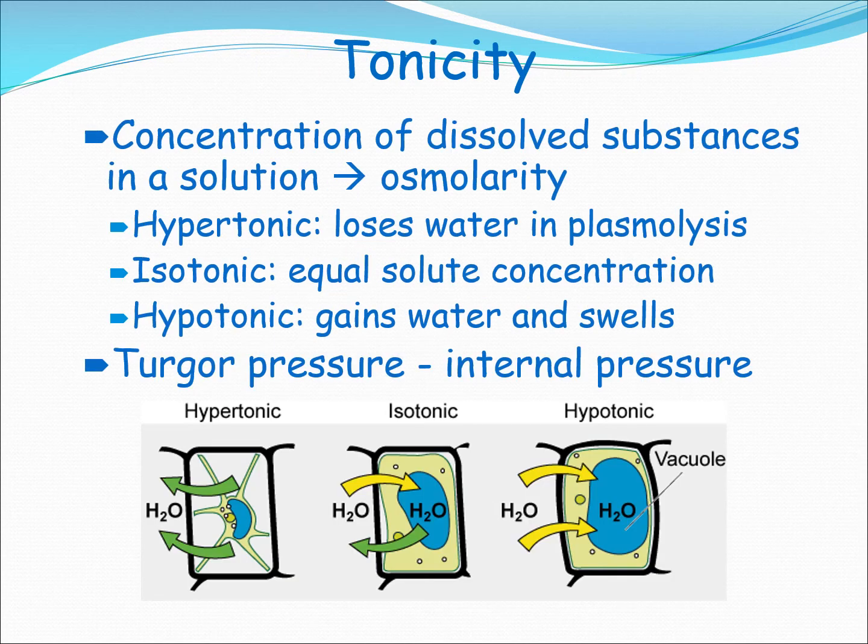How much solute is in a solution is known as tonicity, and how much is dissolved is osmolarity. There are three terms to describe the differences in concentration of solutes: hypotonic, hypertonic, and isotonic. It is easier to remember these three terms if you remember what their prefixes mean. Hypo means lower, hyper means higher, and iso means equal.